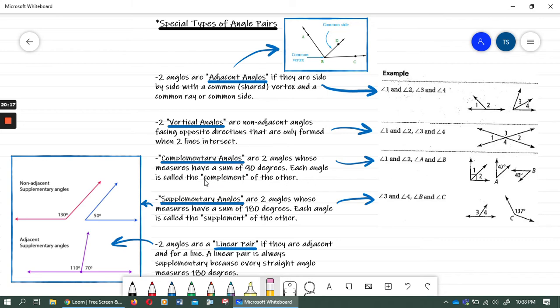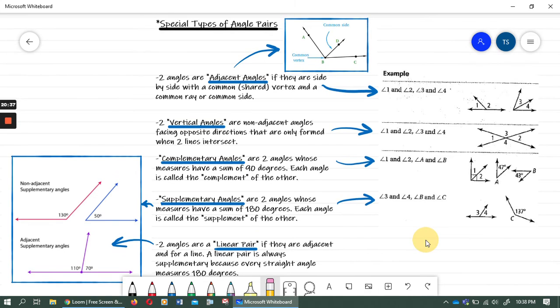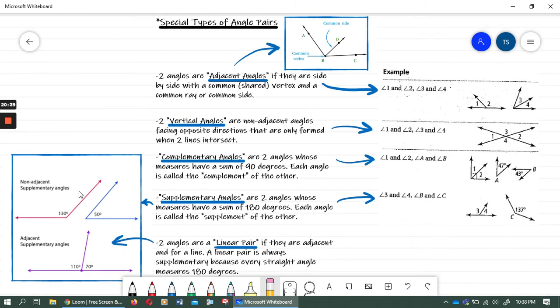Okay? All right, and then supplementary angles are two angles whose measures have a sum of 180 degrees. And when you have two supplementary angles, each angle is called the supplement of the other. So guys, I've got all those diagrams there on the right side. Over here on the left side, I've got another diagram for supplementary angles.